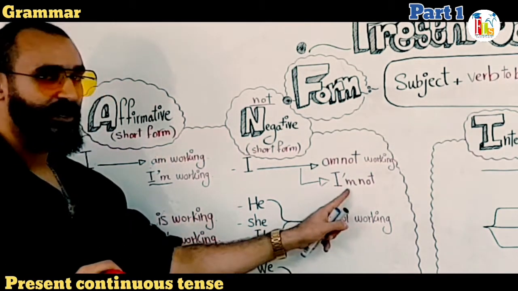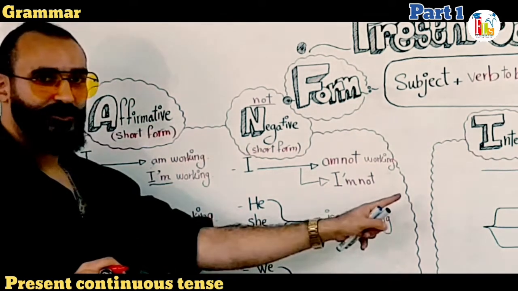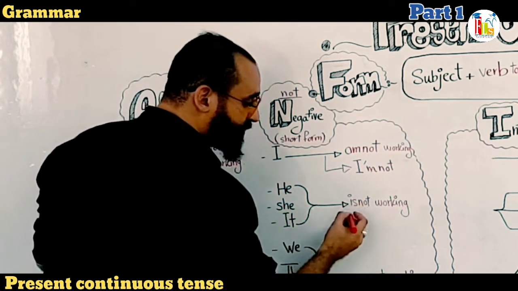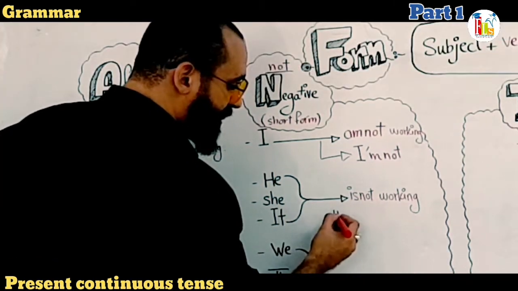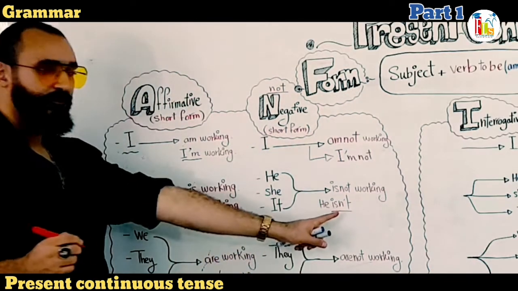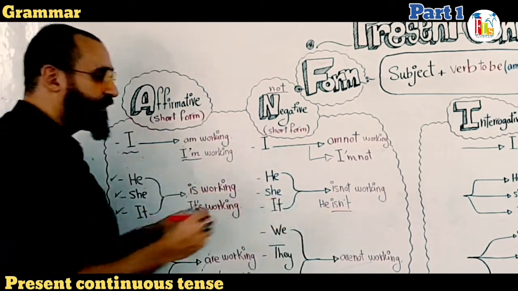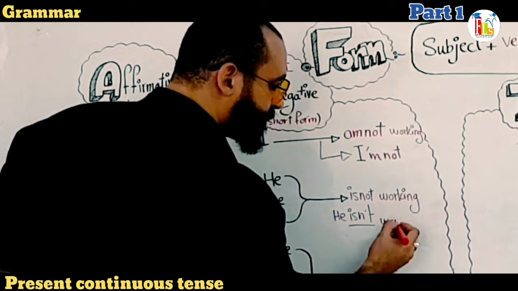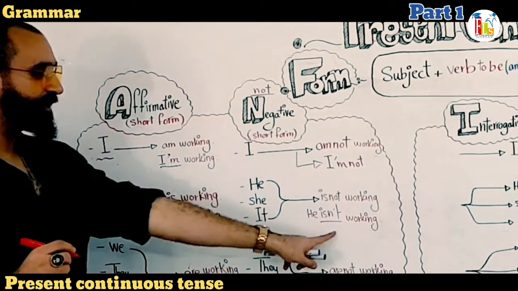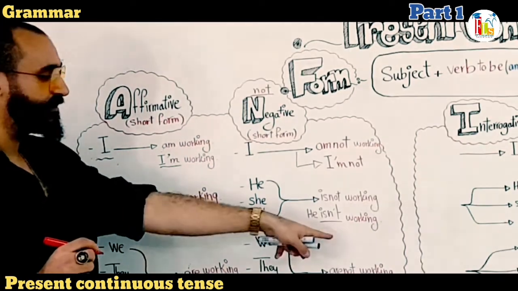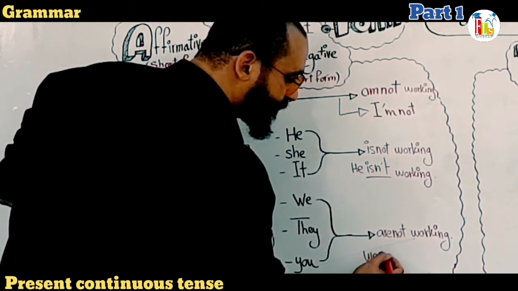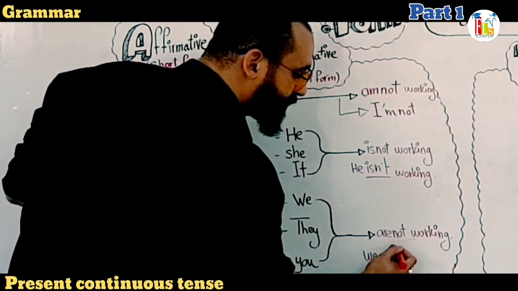However, I can contract the first syllable. I'm not. I'm not working. But that doesn't go the same with is not. So we can say he isn't working. So I already contracted here the not into apostrophe T. And the same goes with aren't. So we aren't working.